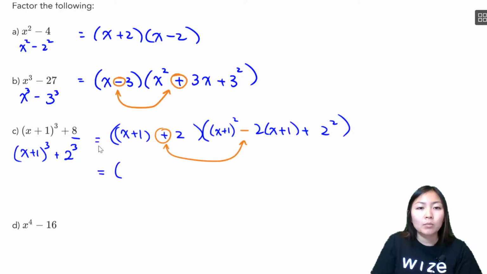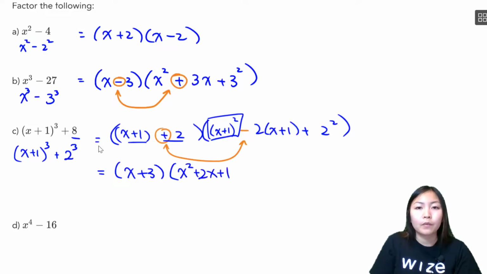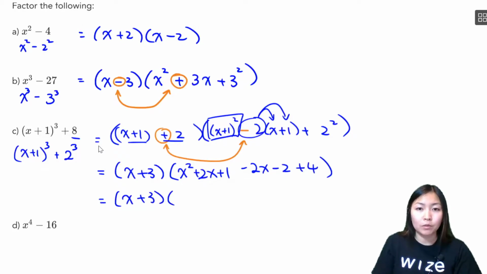In the first bracket, x plus 1 plus 2, that's x plus 3. In the second bracket, I can expand this by doing x plus 1 times x plus 1. If you do that and simplify, you're going to get x squared plus 2x plus 1. Multiplying this negative 2 into the second bracket, you get negative 2x minus 2 plus 4. One last simplifying step, grouping like terms. We're going to get an x squared. Notice over here, I have a 2x minus a 2x, so those cancel. And then we're left with the constants 1 minus 2, which is negative 1, plus 4, which is 3.